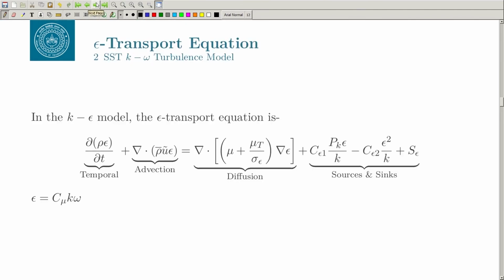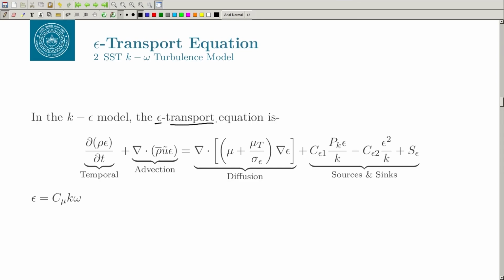Okay. So, to learn about this SST k omega model, let us review the epsilon equation in the k epsilon model. We want to compare this dissipation term in the k omega model and the k epsilon model, that is the purpose. So, this is the equation that we have for the k epsilon model, the epsilon transport equation.